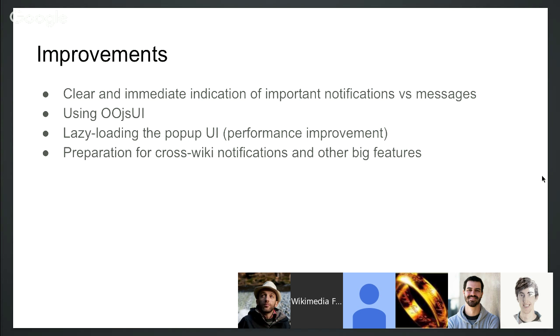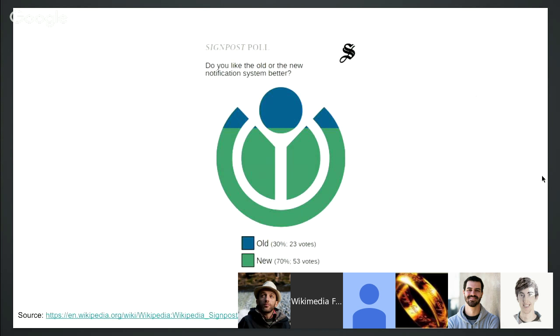And this also allowed us to do a lot of background preparation for cross-wiki notification and some other really cool features that are being talked about. So this is a cool image that I took from the Signpost for last week. They ran a survey asking what do you like more, the old system of Echo or the new system with split notification? And 70% said they like the new system, which is pretty cool.